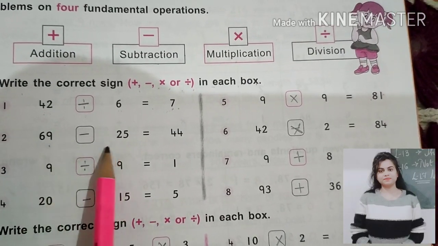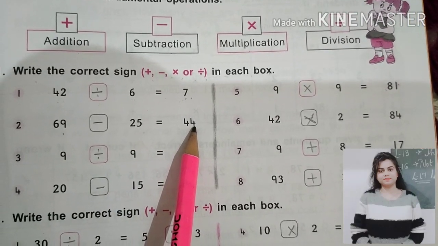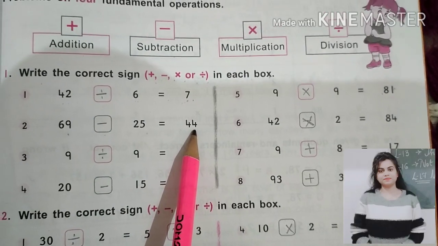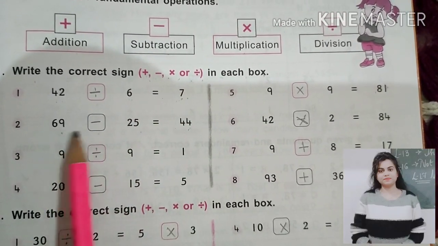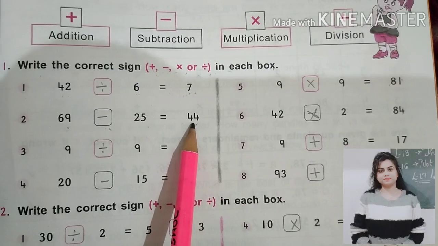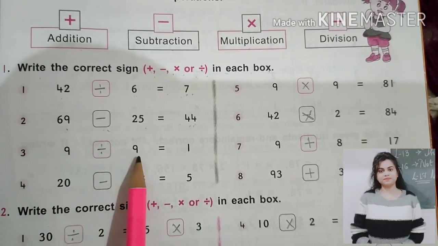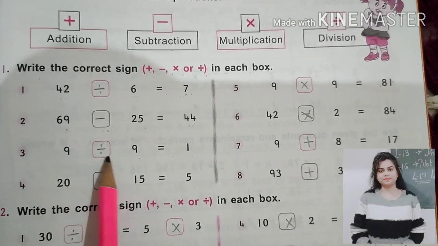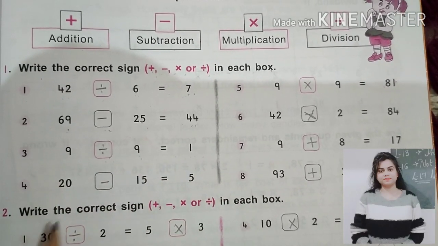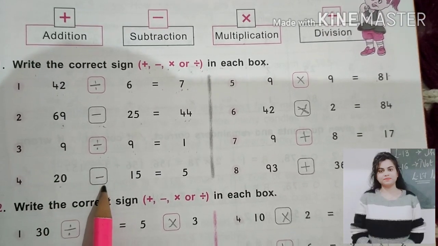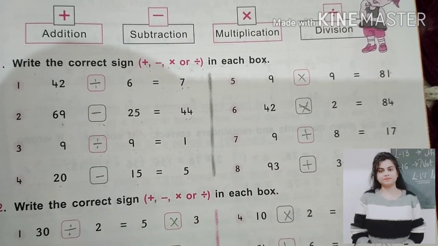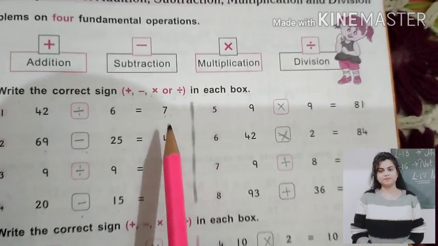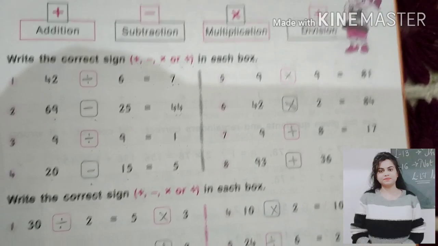Next is 69 _ 25 is equal to 44. Which operation you will do to get 44? Okay, check one by one. When you subtract it, you will get 44. Okay, 9 _ 9 is equal to 1. Which operation? Division. 9 divided by 9 is equal to 1. Next is 20 _ 15 is equal to 5. Which operation? Subtraction. So like this, which operation will come in the box? Write in the box.